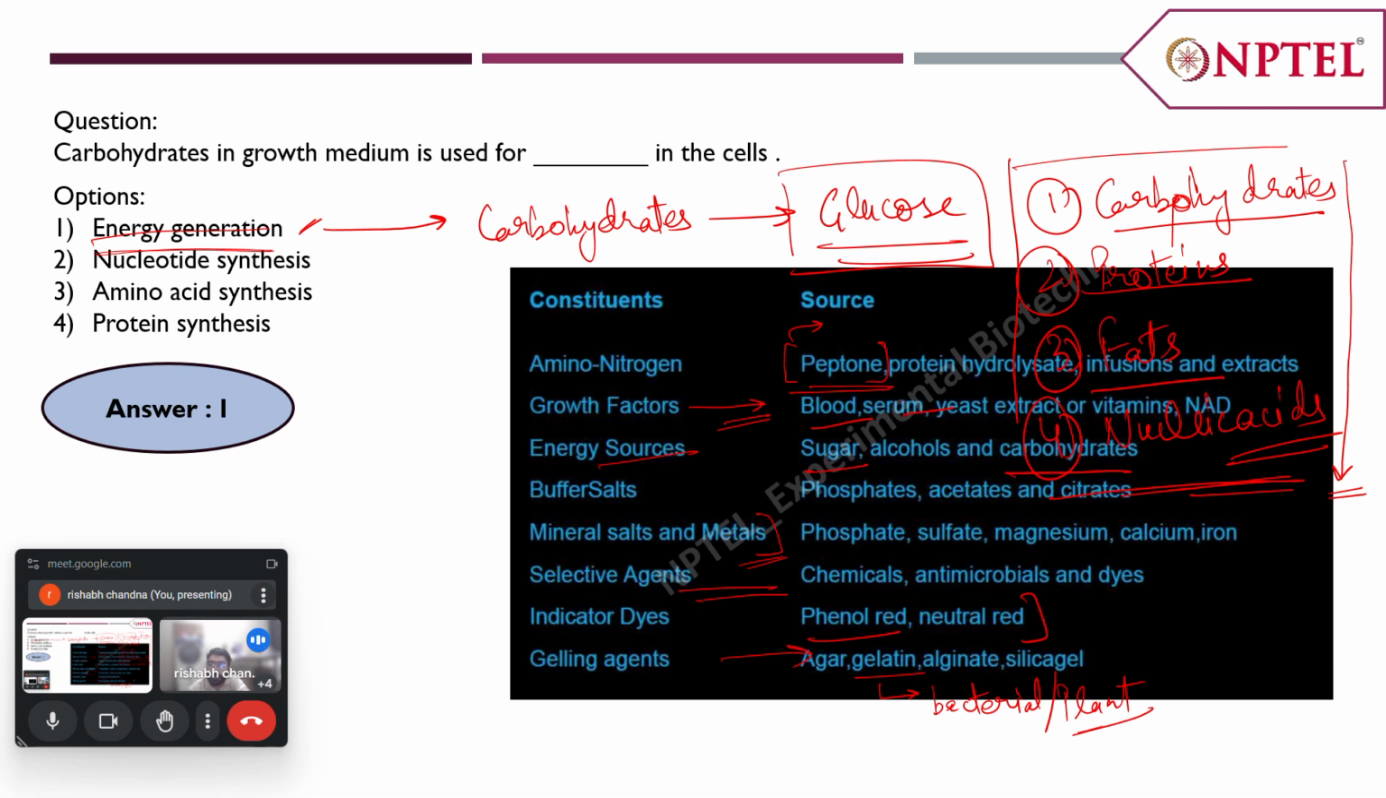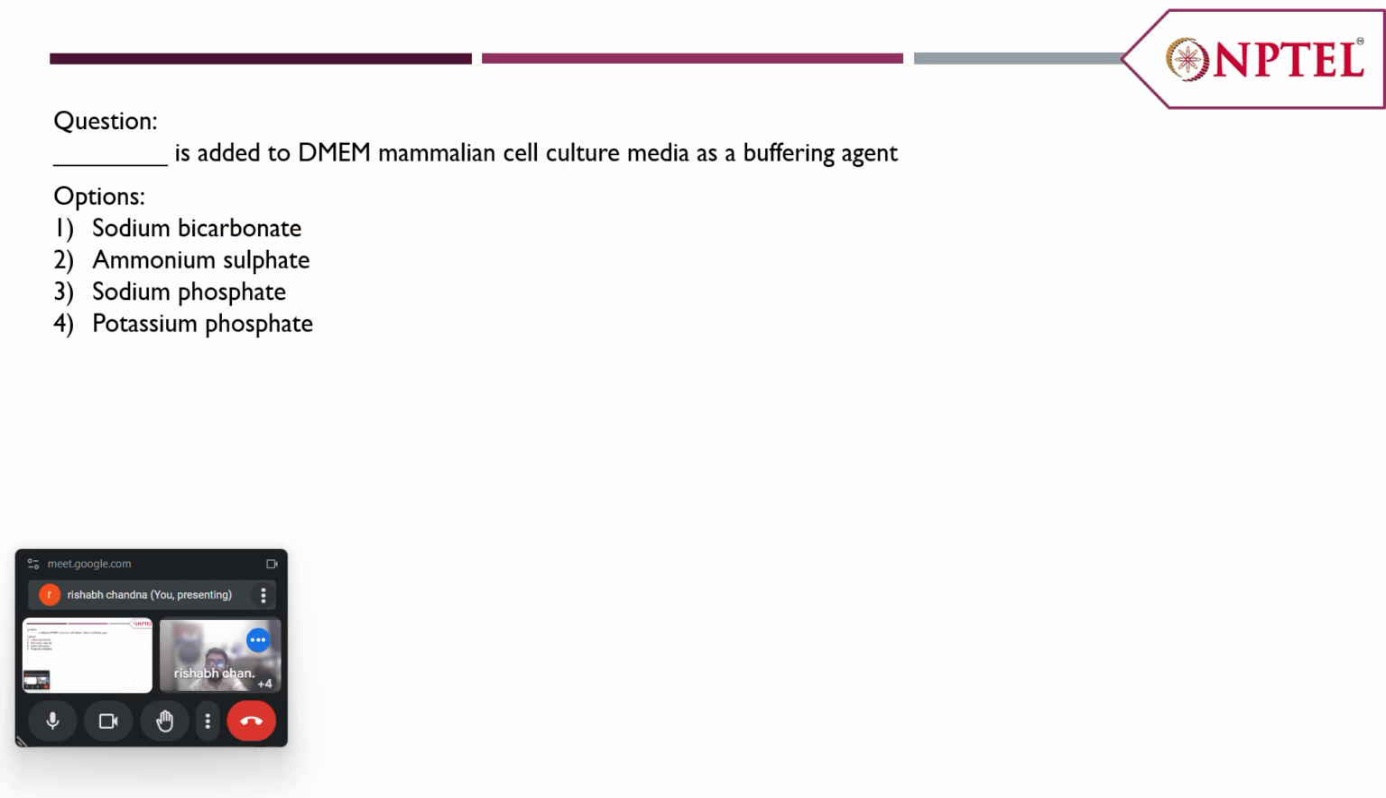If not, then we'll move on to the next question. Dash is added to the DMEM mammalian cell culture media as a buffering agent: sodium bicarbonate, ammonium sulfate, sodium phosphate, or potassium phosphate. What can be the answer?